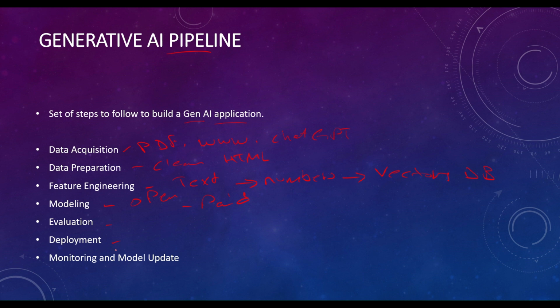And once it has been deployed, you will have to continuously monitor and update the model. Updating the model means you will update it with new text, new types of information, or any other kind of optimization. So this is what you will have to do. This basically is the generative AI pipeline, and for each step we will have a separate video. Later on, we will be working on some complete end-to-end projects using generative AI.